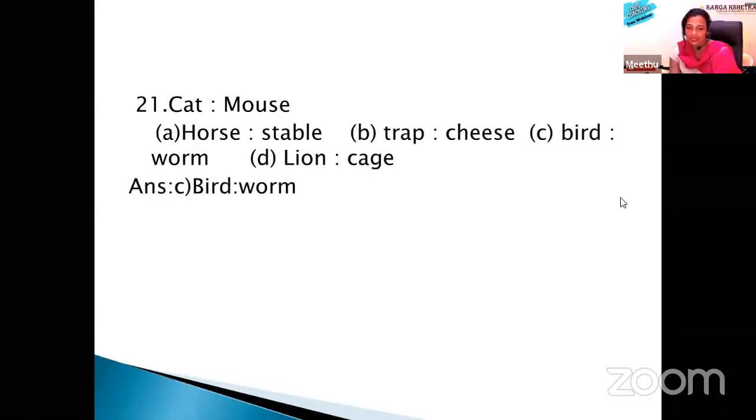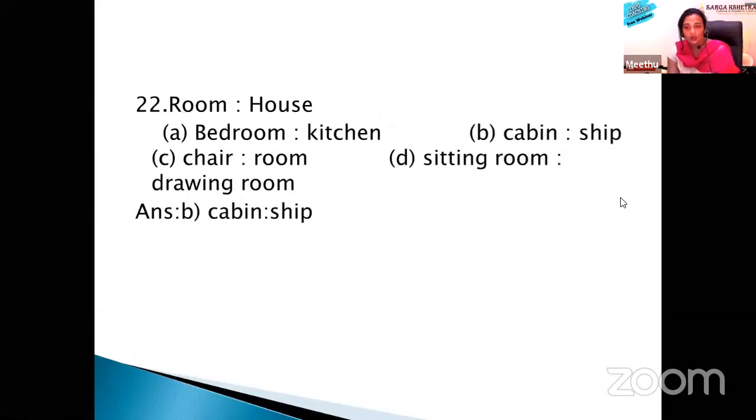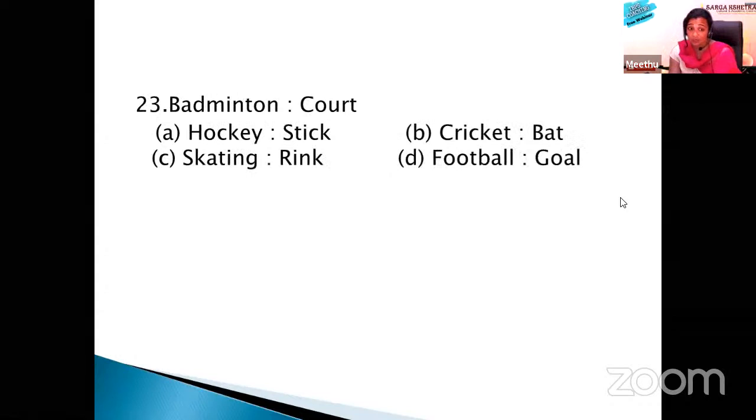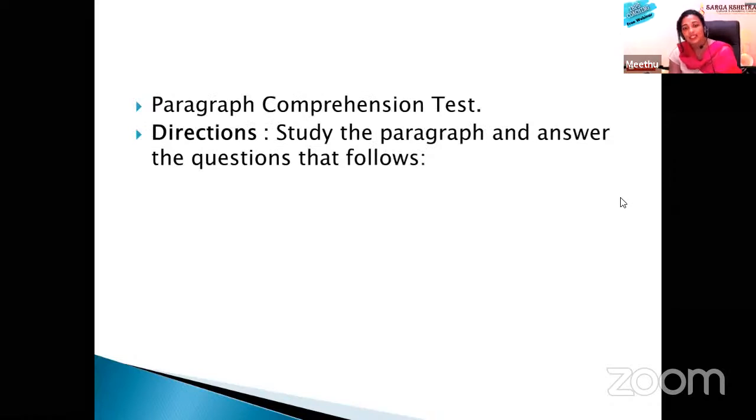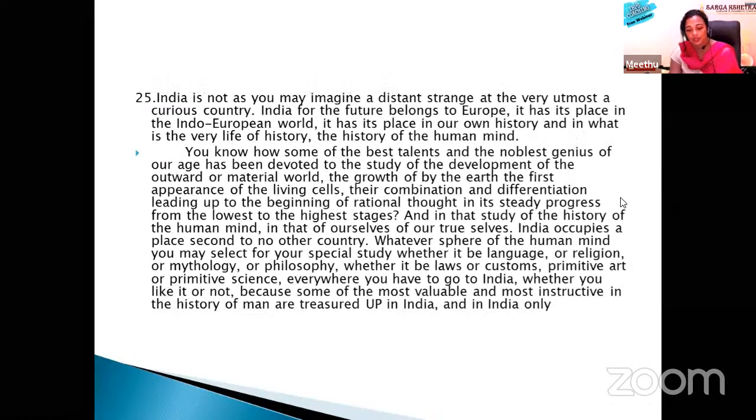Cat, mouse, I explained it. Bird, home. Room, house, it is cabin and ship. Badminton court, it is skating and ring. Always keep in mind, find out the relation between the pair of words, then go to the options. Traffic and road, aeroplane, aerodrome. It is not the correct answer. Road, street, just no. Blood is something that flows through the veins, like traffic is something that flows on the road. Then comes a paragraph comprehension test.